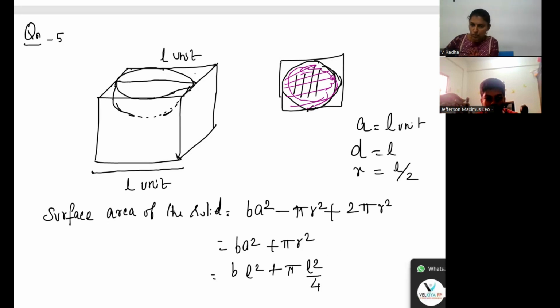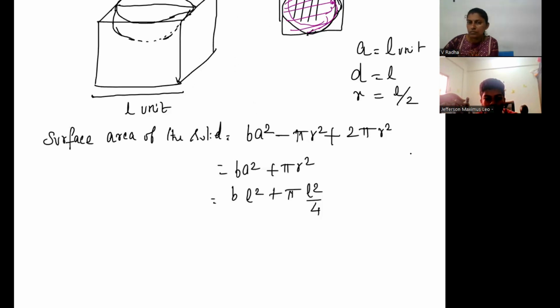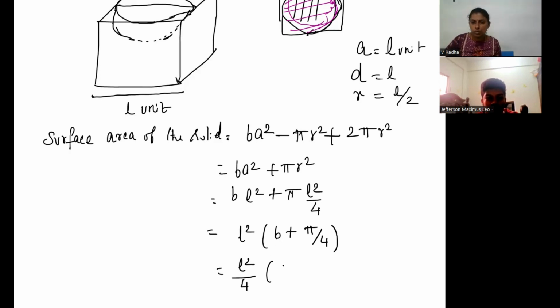So in this expression, L square is common, so we can take it out. L square, the remaining 6 plus pi by 4. Otherwise, take LCM: 4 is outside, meaning L square by 4, and this term will become 24 plus pi. That's all. Is there any doubt in this line? No, ma'am. So we finish with the answer in square units.